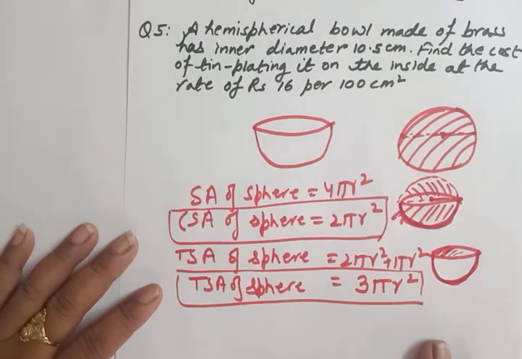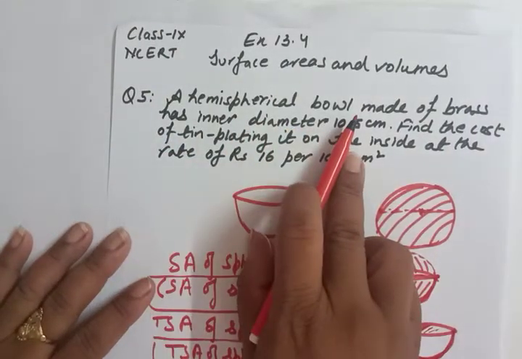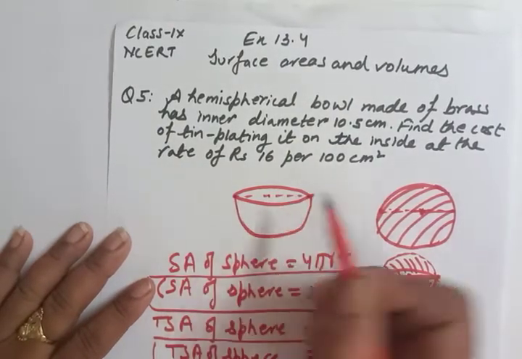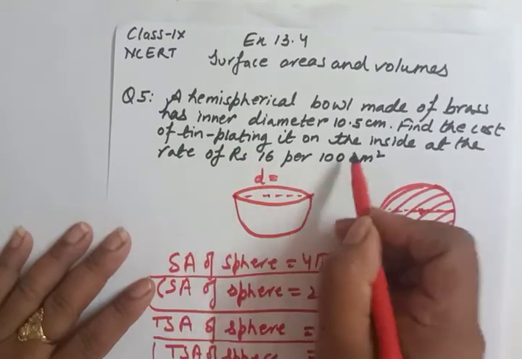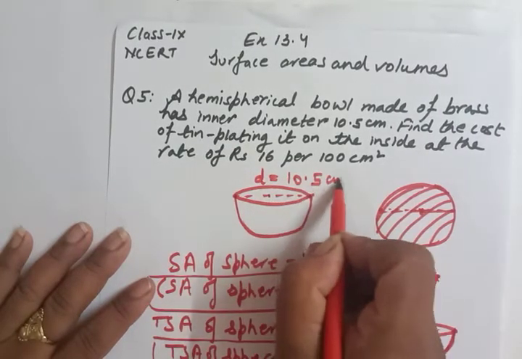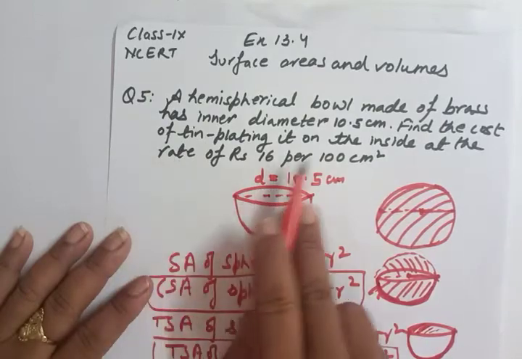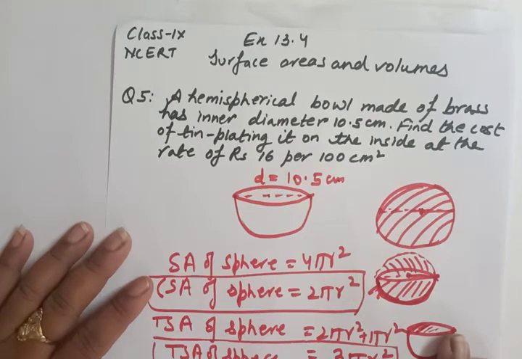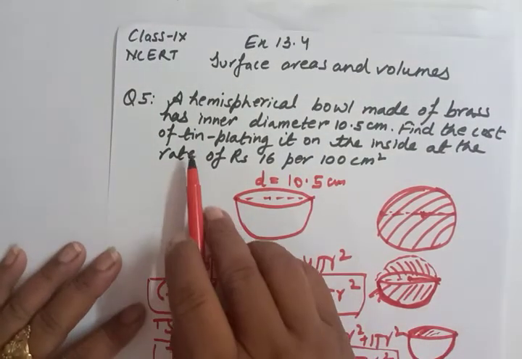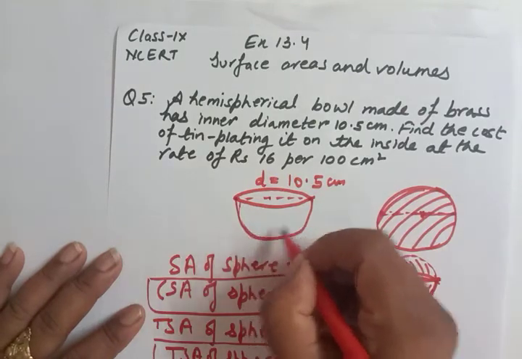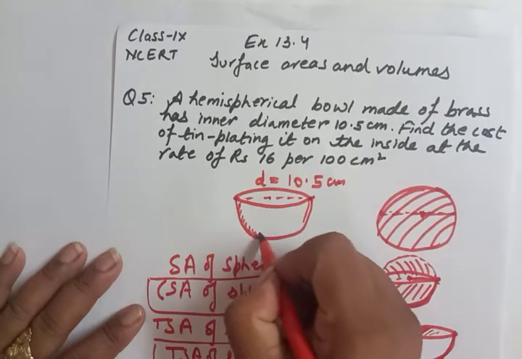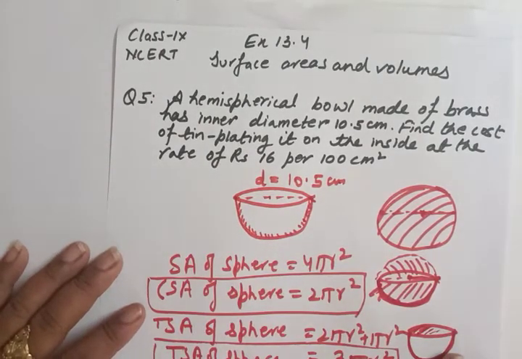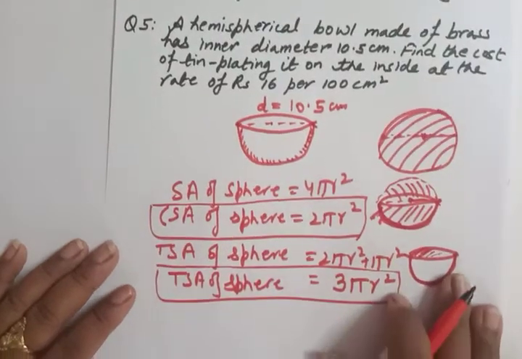Now come to the question. We have a hemispherical bowl made of brass, which has an inner diameter. This is our bowl, and the diameter is given to us, that is 10.5 centimeter. Find the cost of tin plating it on the inside at the rate of rupees 16 per 100 centimeter square. Now, when we want to do tin plating inside, it means we are using the curved surface area only. So how can we find it out?